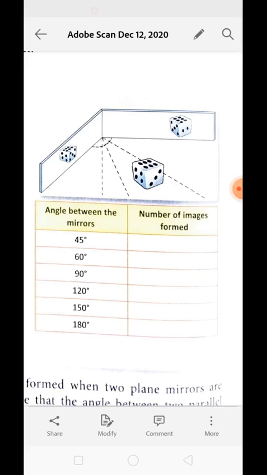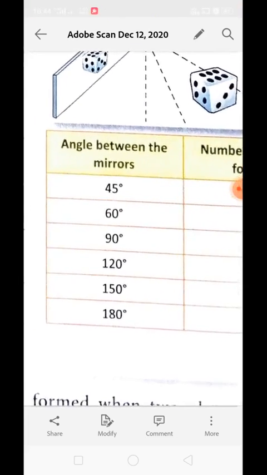Okay, and if the theta value is 90, then what will happen? The number of images that is formed will be 3, because 360 by 90 is equal to 4 minus 1 is equal to 3. In this way, you can calculate the number of images formed by all these degrees.